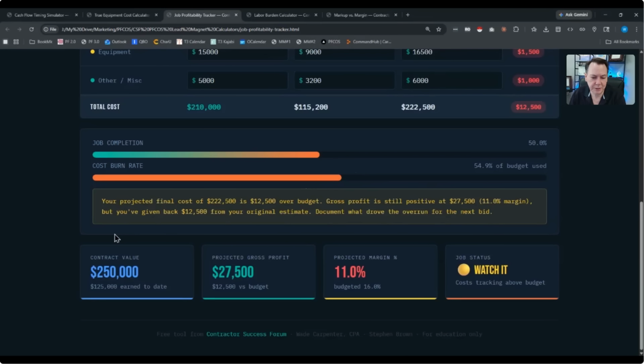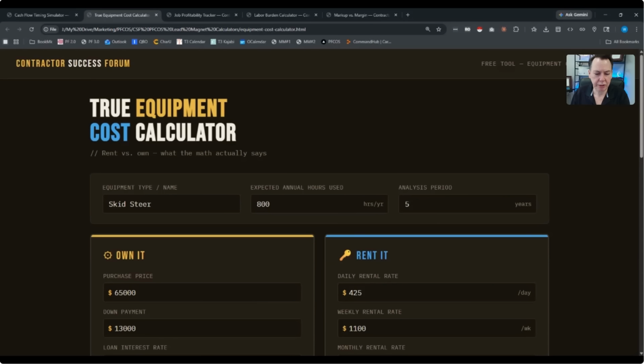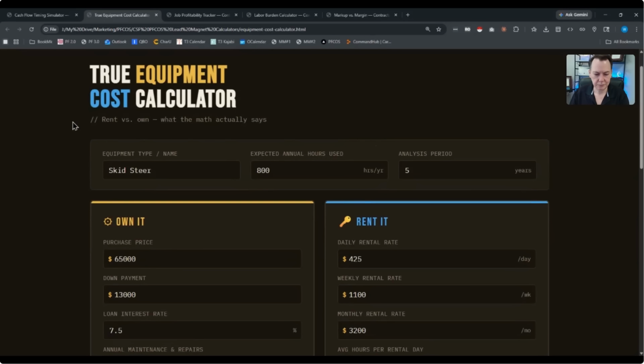And if nothing else, it makes you revisit what you're doing. I think I've hopefully given you some value here. I love the fact that it's got a warning on there. Watch it. That's great. True equipment cost calculator. What does this tell you?